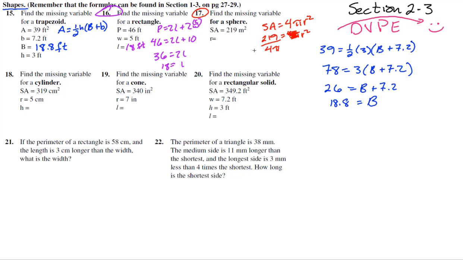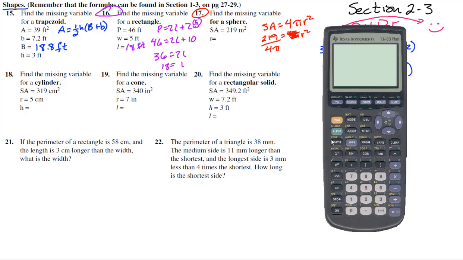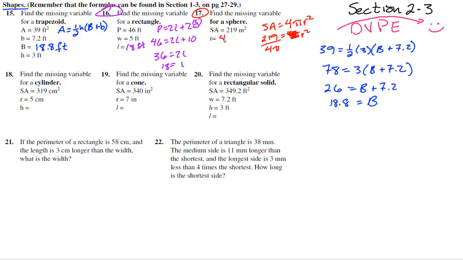That's not something we normally do, but let's go ahead and pull out our calculator and do this one. We get 219 divided by 4 pi. Oh, I forgot the parentheses. We're going to make sure it's 4 times pi all together on the bottom. And then we have to square root that entire answer. And we get 4.17. So this will be 4.17, and the radius will be in meters. Excellent.